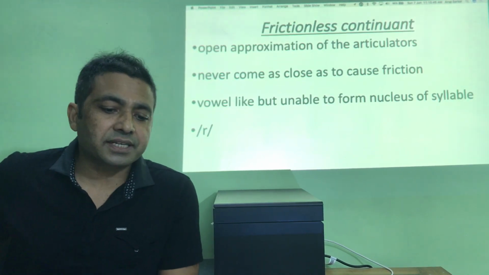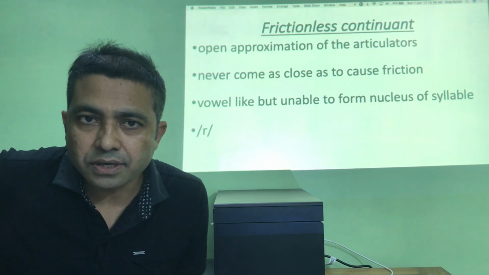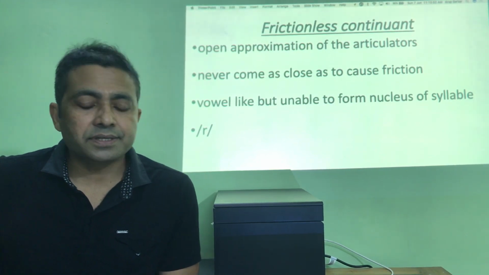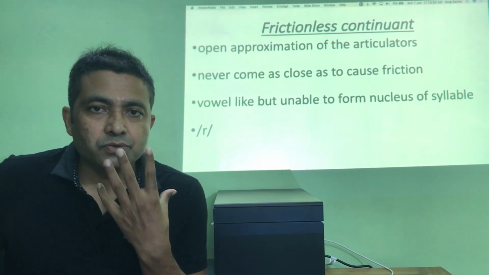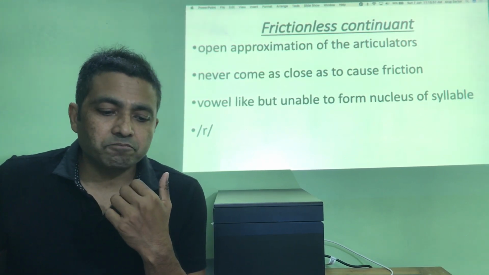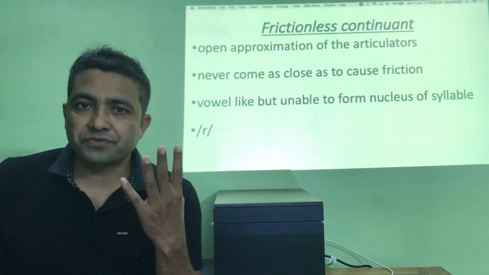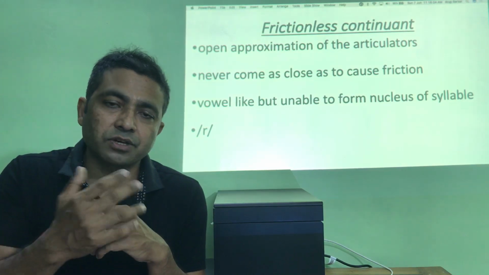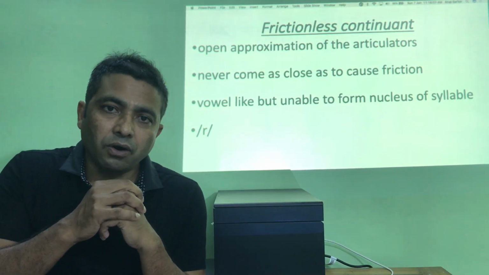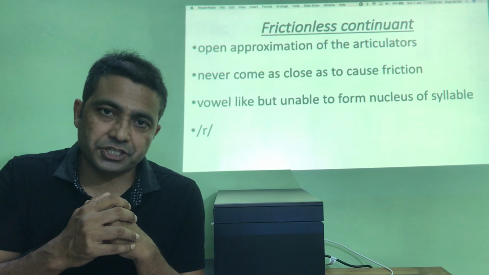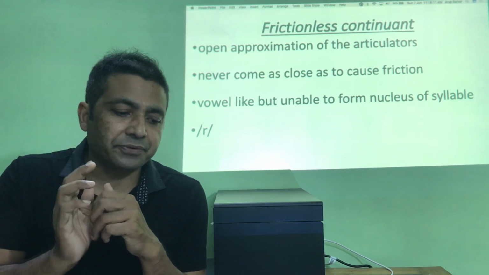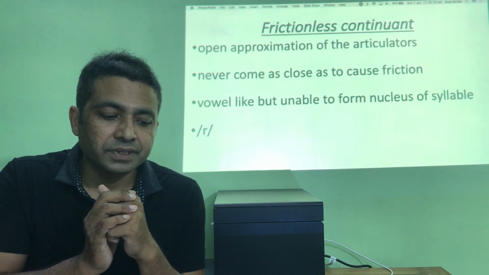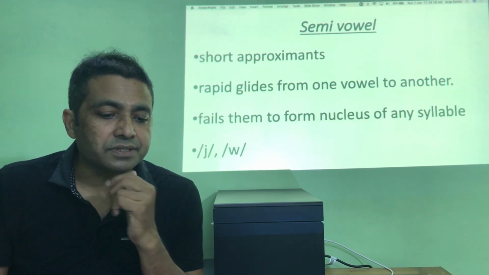Then we have frictionless continuant. Ra is called frictionless continuant because the two articulators don't block it fully. They come and make a quick movement so that the air does not block totally, and there is neither any friction, but the movement is very quick. Ra. So it is called frictionless continuant.